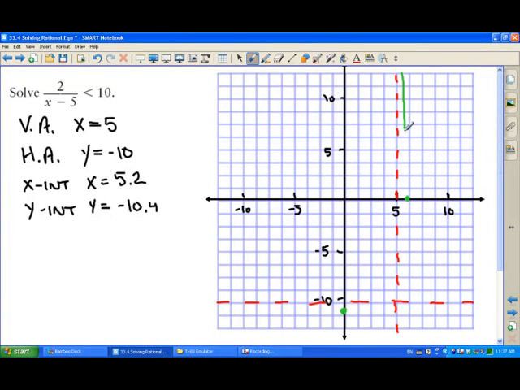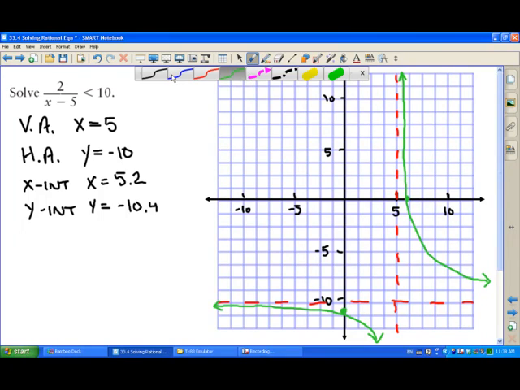So I'm close to the vertical asymptote at x equals 5. I pass through my x-intercept, and then I flatten out as I approach the horizontal asymptote. And likewise, I'm near the horizontal asymptote at negative 10. I pass through the y-intercept, and then I flatten out as I approach the vertical asymptote.